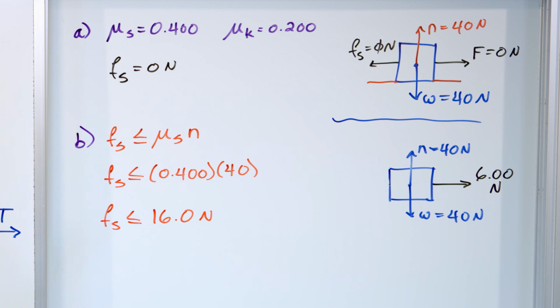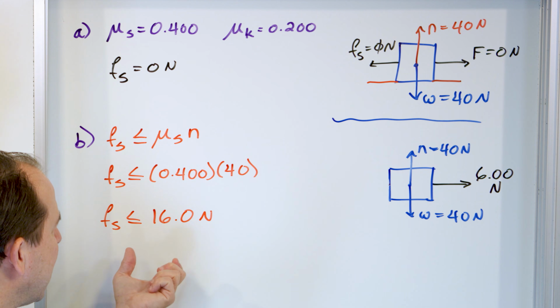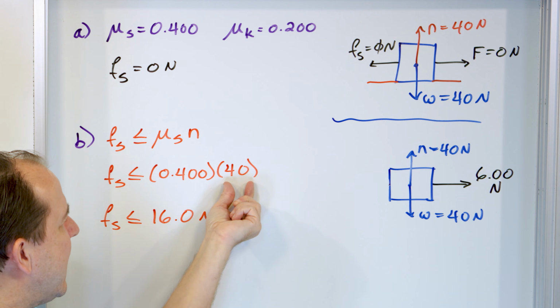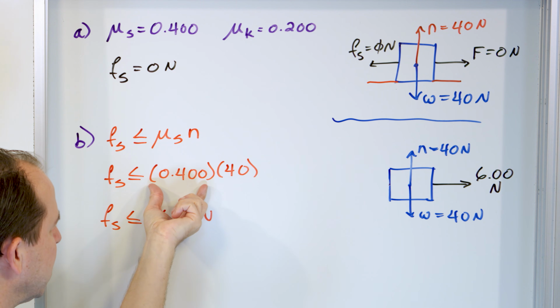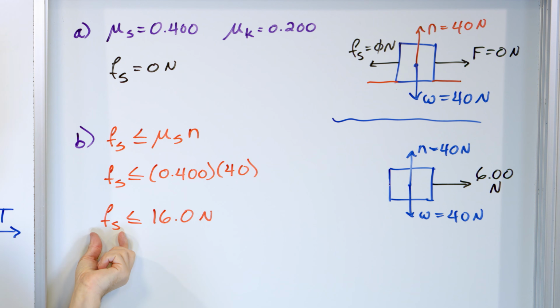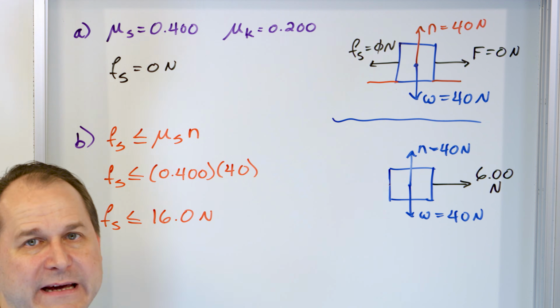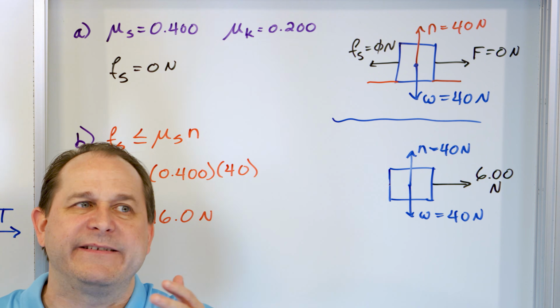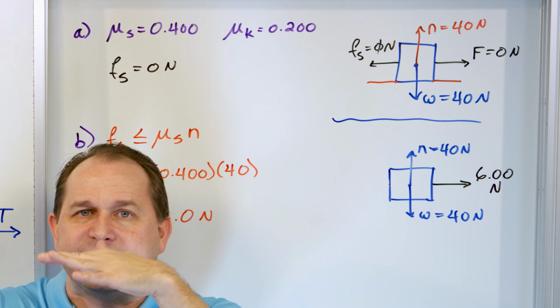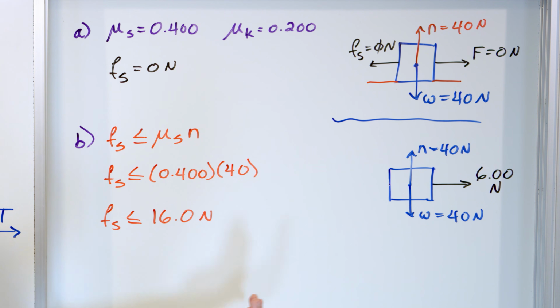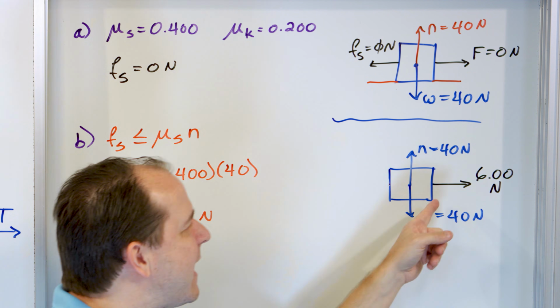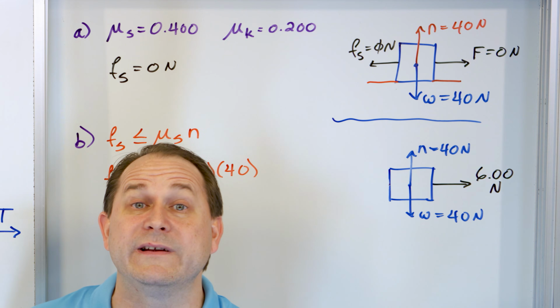So what is this telling us? It's telling us that when a 40 newton box is sitting on a surface where the coefficient of static friction is 0.4, the maximum static friction force that can be supplied by the contact forces before it begins to move, the maximum counterforce, for lack of a better word, is limited to 16 newtons. But in this case, I'm not pulling with 16 newtons, I'm pulling with only 6 newtons.